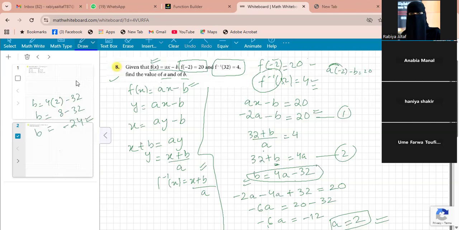Okay, so I'm just going to re-explain this question 8. The function is ax minus b. These two equations are given to you. In the first, you need to find its inverse function by using the same steps. After finding the inverse function, we need to check these two equations. In the first equation, we have minus 2. So we are going to put minus 2 in place of x to form the first equation. In the second one, we have 32 but with f inverse. So we'll put 32 in place of x in the f inverse function to form the second equation.